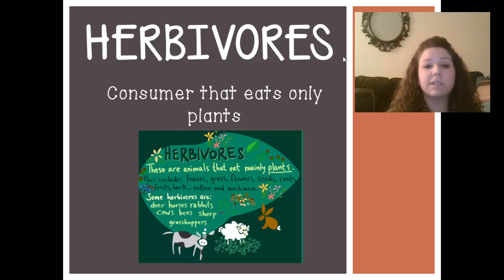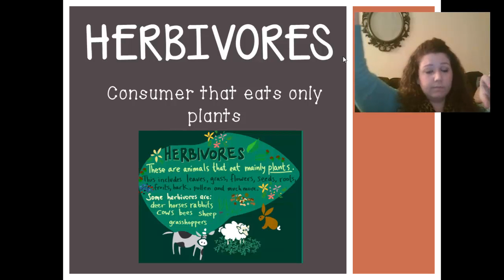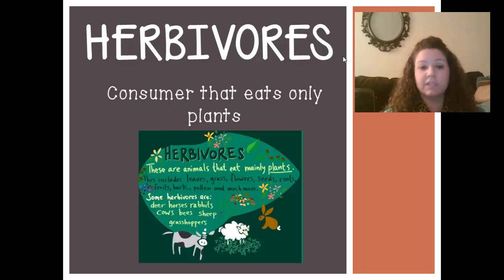And just some examples are like deer, horses, rabbits, grasshoppers, anything that's going to eat a plant. Okay, so in our food chain, we're going to have the sun first. The sun's going to give energy to the producers. Then the producer is going to give energy to the herbivore, because they're going to eat the producer, so they're going to be first in line. They're going to be the first consumer, which we call a primary consumer. A primary consumer is always going to be an herbivore because it's going to be eating the producers, okay?